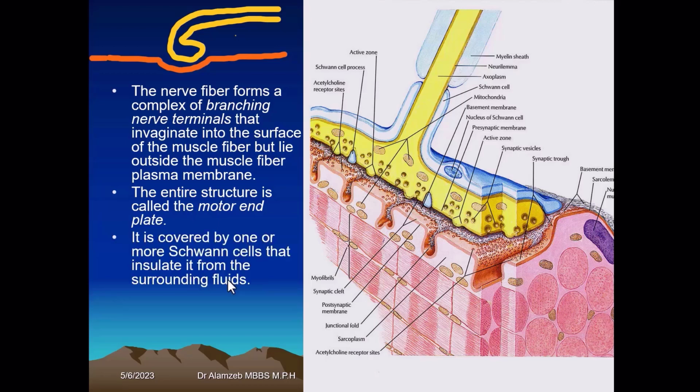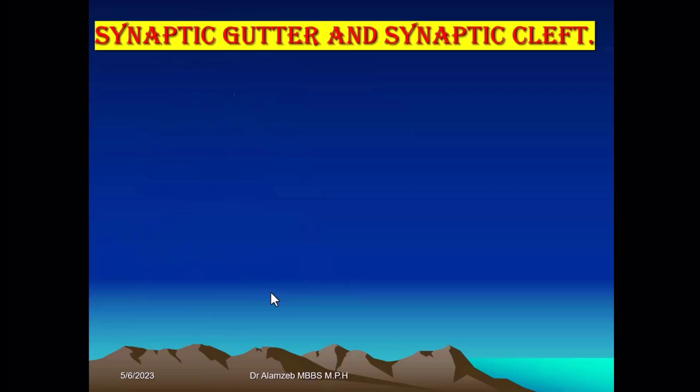It is covered by one or more Schwann cells that insulate it from the surrounding fluid. You can see here this neuron is covered in this nerve plate. The motor end plate is covered by the Schwann cells, so it insulates. Like in an electrical cable, we have a coating on the electrical cable. The same is there, a cable-like structure which is made from the Schwann cell. It covers the neuron and it insulates the neuron from the surrounding structures.